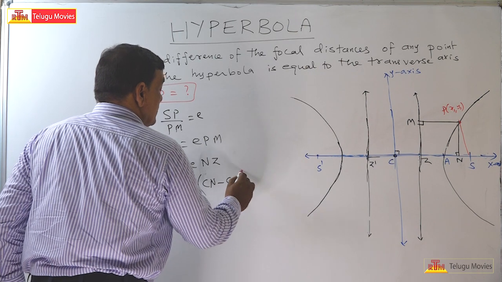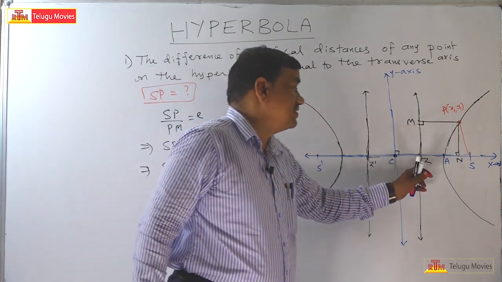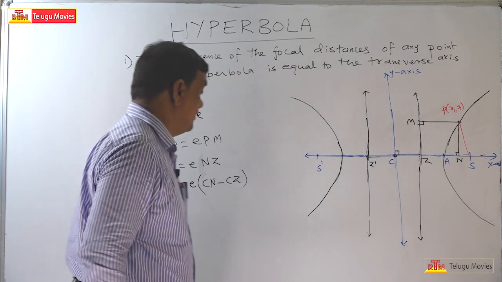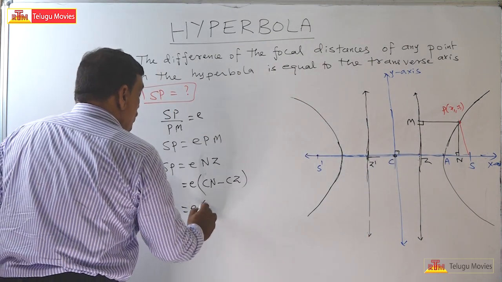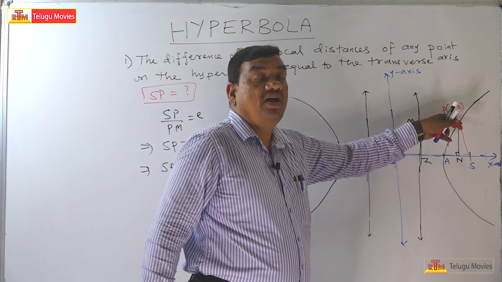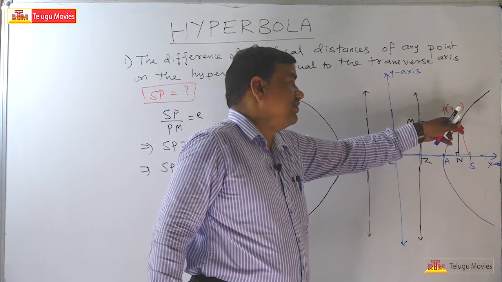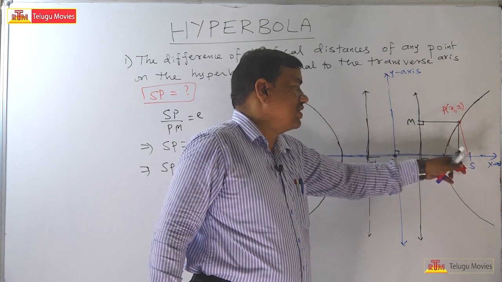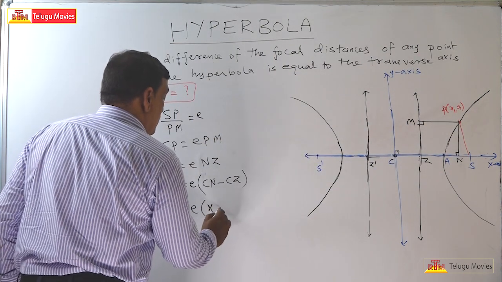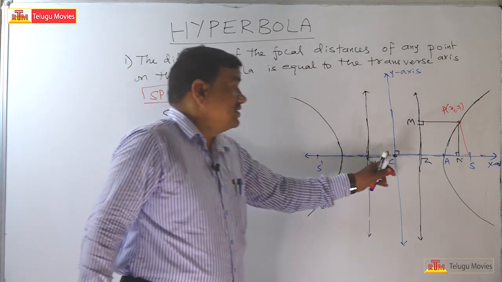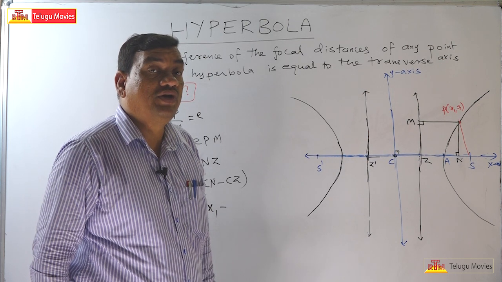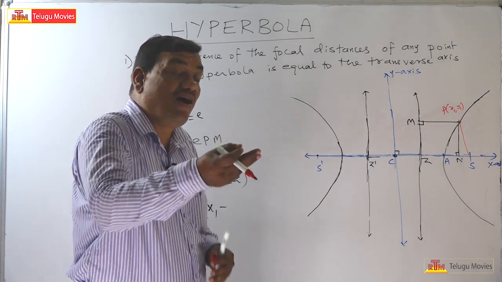Cn minus Cz. So, we want Zn or Nz, total Cn minus Cz. So, this is equal to E times Cn, which is nothing but your x1 coordinate. That means here if you are writing x1 comma y1, the length of Cn is x1. So, this is e x1 minus Cz. Z is nothing but the foot of the perpendicular from the center on the directrix.